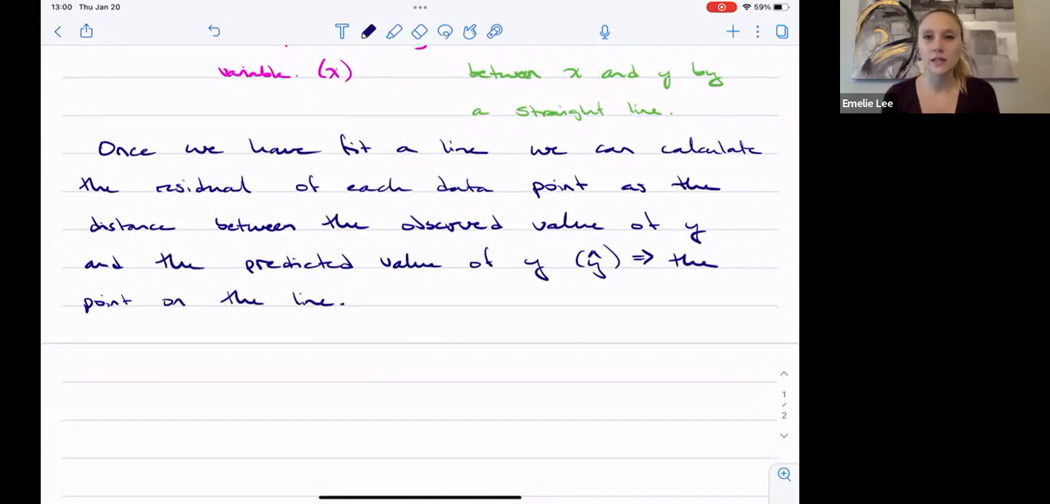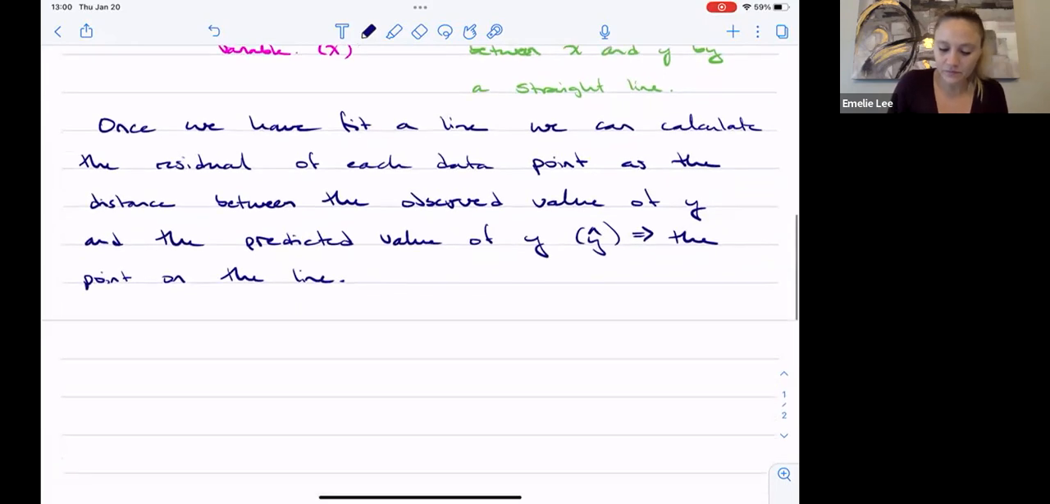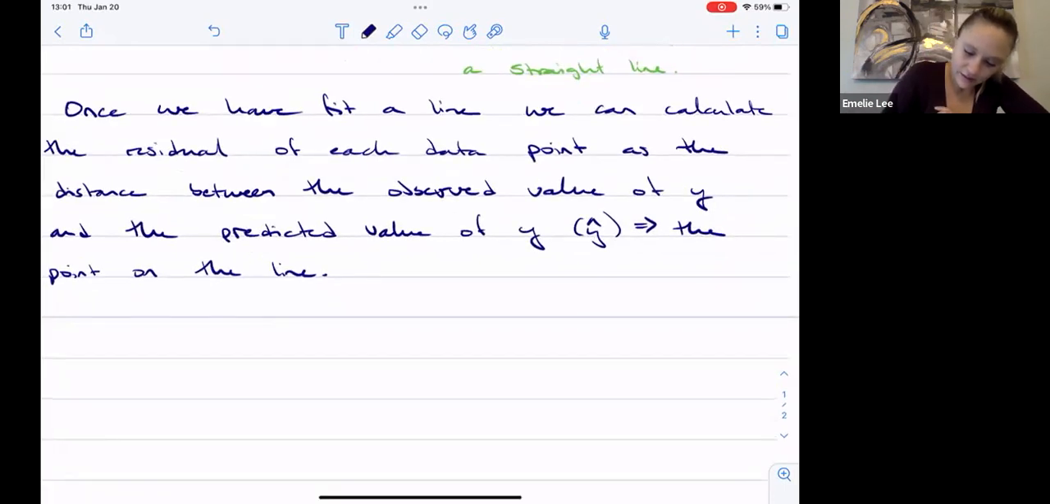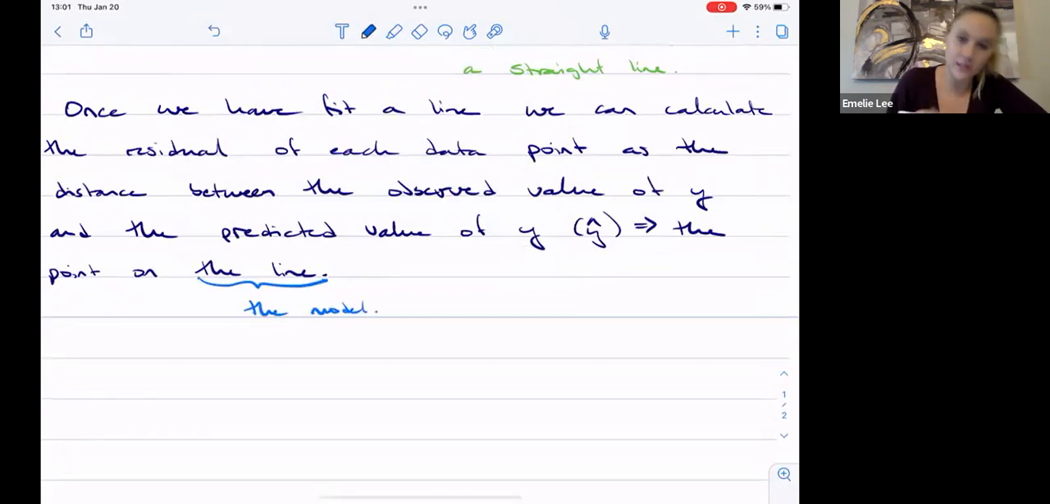Okay. So a lot of this, we use kind of different terminology, but the line is the model, right? And then here, the line, which is the model. Okay, because it models that relationship based off of the data.